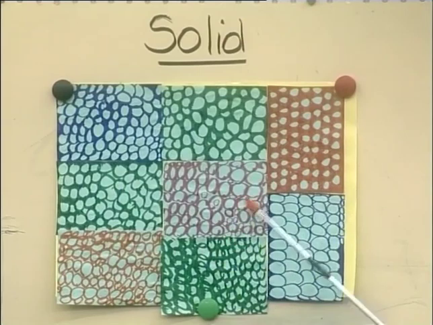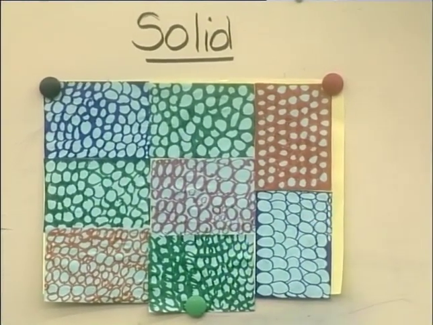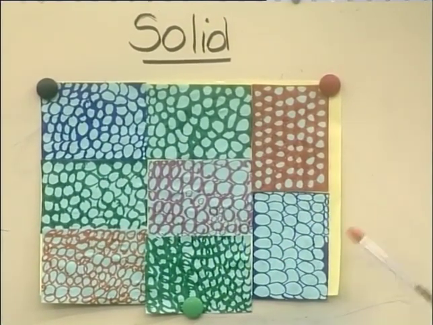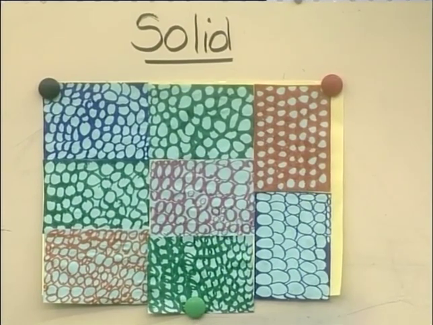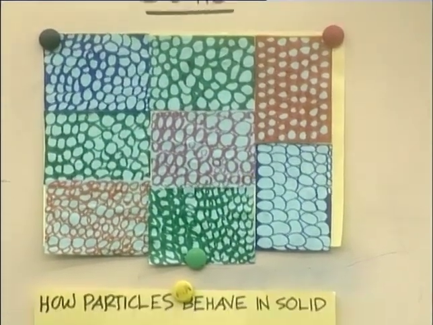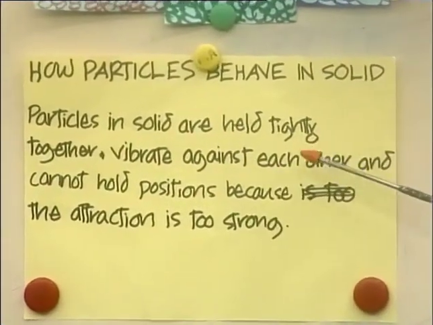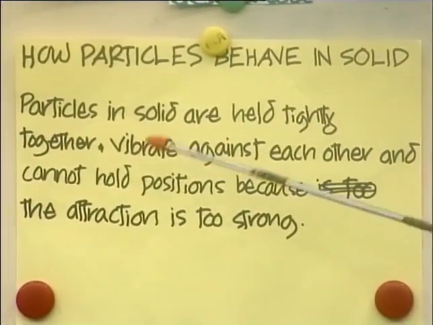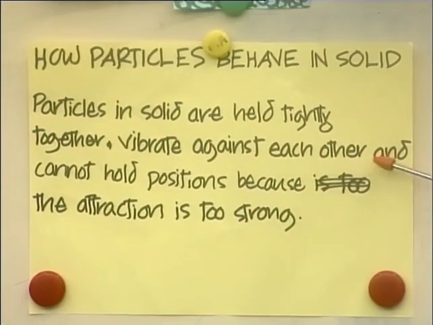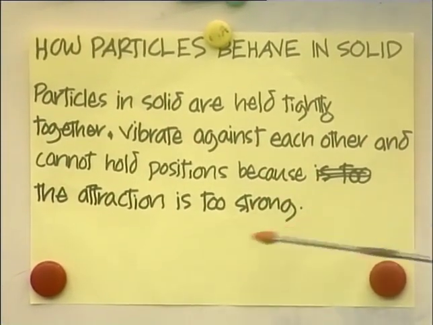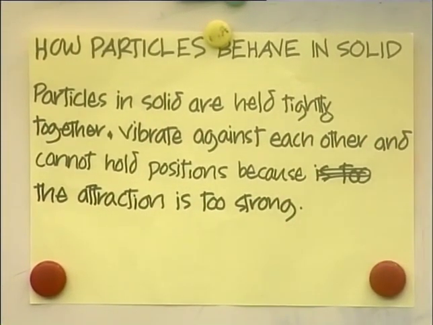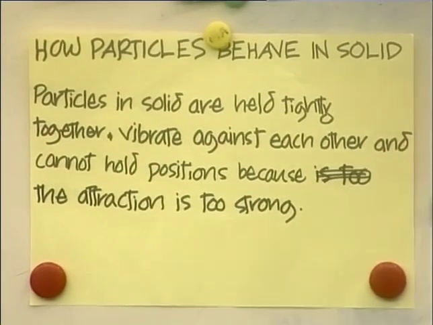Okay, this is a diagram showing how particles in solid are arranged. Okay, here is a brief description on how particles behave in solids. Particles in solids are held tightly together, vibrate against each other, and cannot change positions because the attraction is too strong. Very good. Thank you, Natasha.